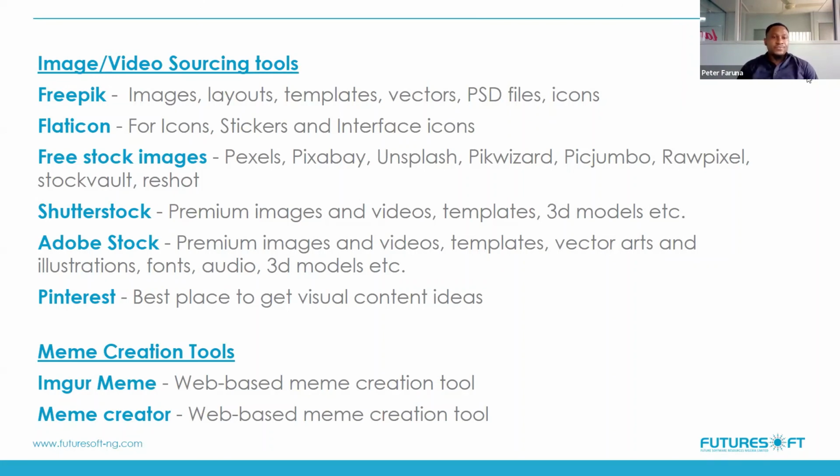Then Shutterstock. Shutterstock is very strict with their premium images and videos, templates, 3D models. You buy it from them. Same thing with Adobe Stock, which is like iStock actually. So you can get your premium images and videos, your templates, your vector art, fonts, audio. There are a lot. You can get basically everything.